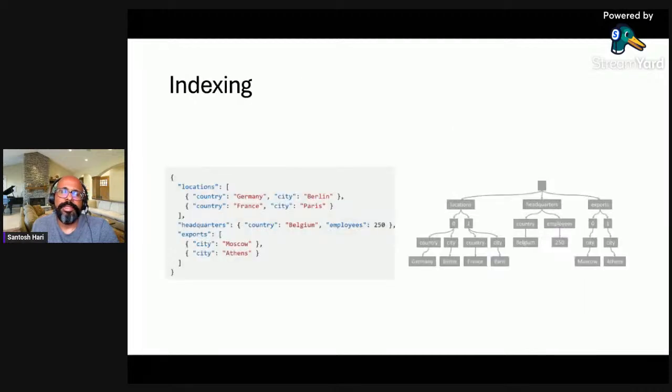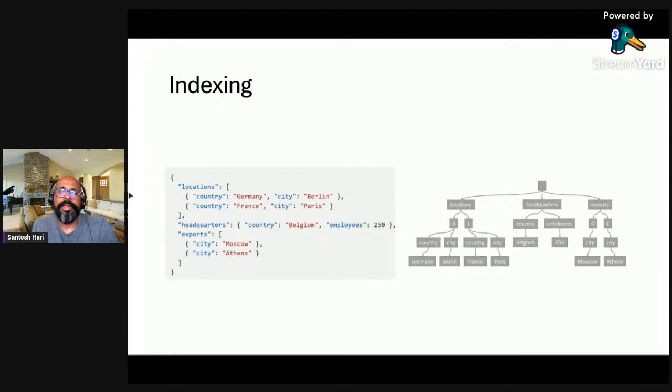So how does that work? This is very interesting, right? Look at this particular JSON data on the left. It says locations, country Germany, city Berlin, and so on. And then you have headquarters, country Belgium, employees 250, and so on. And then you have export city, Moscow, and so on. When Cosmos gets this kind of data, it puts it into a tree structure.